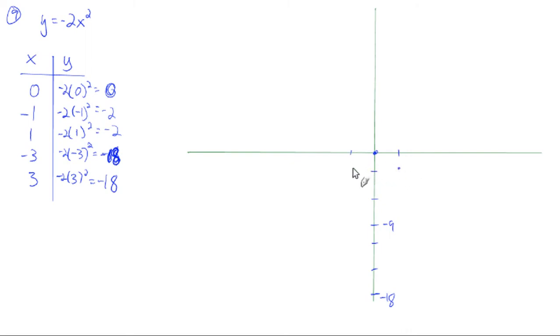Negative 1, negative 2, positive 2. And, oh, sorry, we're going to go out to 3 here. 3 and negative 18. Negative 3 and negative 18. So we see some points there. There we go.